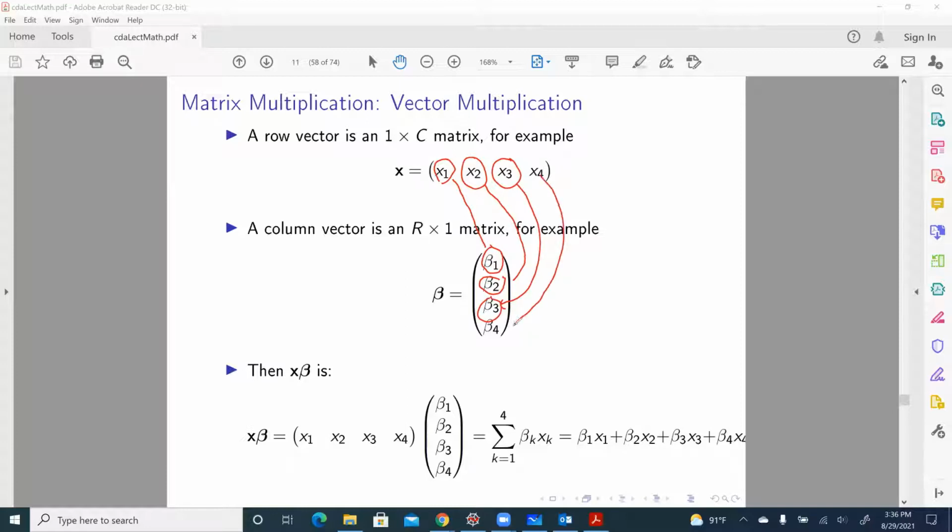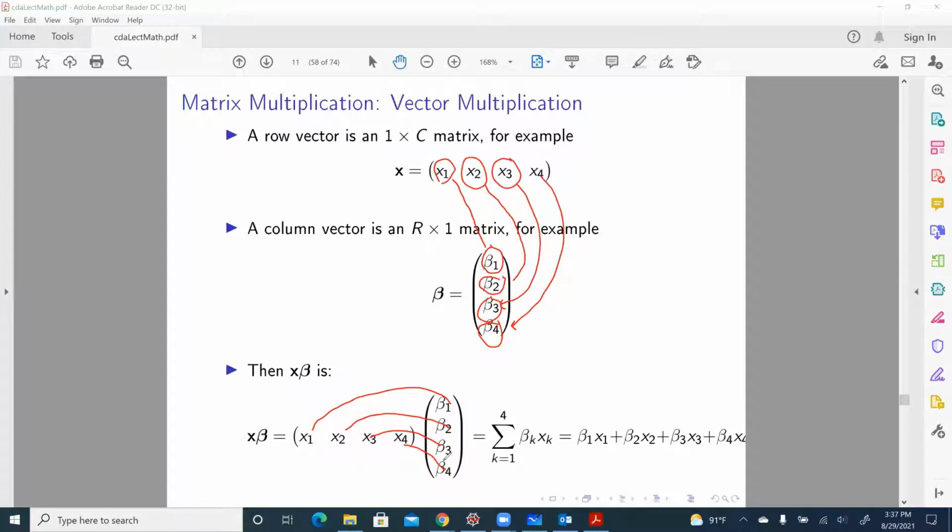And what we're going to do next is to add them together. So X1 multiplied by beta 1, X2 multiplied by beta 2, X3 multiplied by beta 3, and X4 multiplied by beta 4.